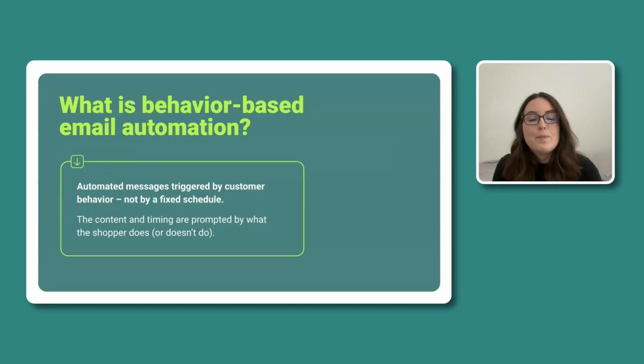So real quick, mentioning live view and being able to view this on those customer calls that I have every single day, we're really focusing on behavior-based email automation. With a page view, we're triggering an automation based on that specific action. So it's not a fixed schedule. Automated messages are triggered exactly by that customer behavior, and the content and timing are prompted by exactly what that shopper is doing or doesn't do.